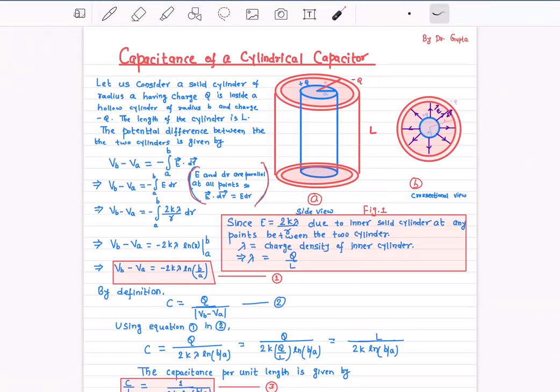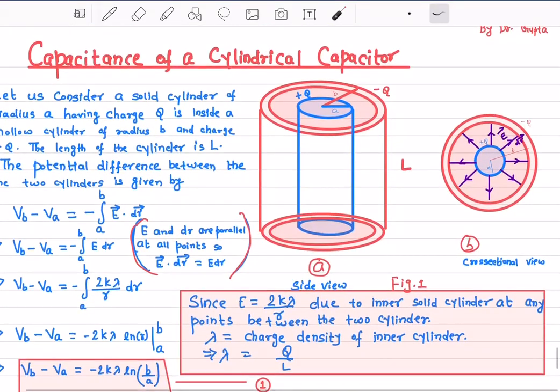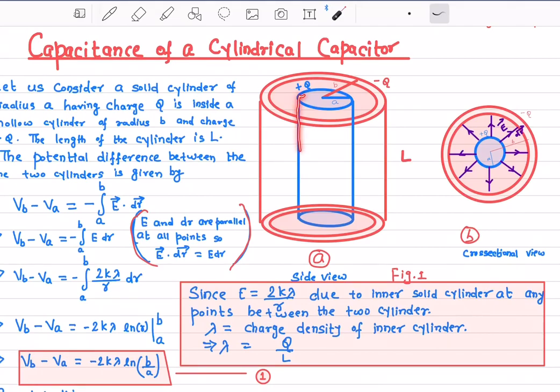In this video, I'll talk about how to find out the capacitance of a cylindrical capacitor. So we have a solid cylinder here, the blue solid cylinder, which is inside a hollow cylinder, the red one. The radius of the solid cylinder is A, and the radius of the hollow cylinder is B.